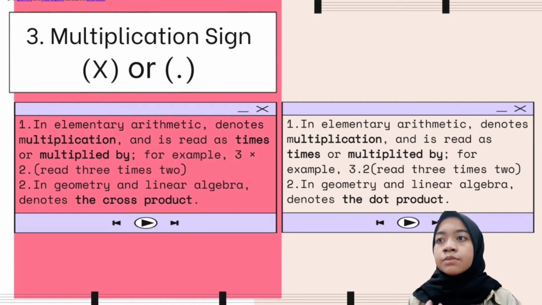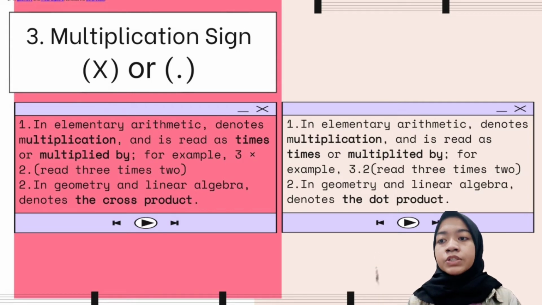Number 3 is the multiplication sign. We can write it with X or dot. In elementary arithmetic, it denotes multiplication and is read as times or multiplied by. For example, 3 times 2. We can read it as 3 times 2 or 3 multiplied by 2.